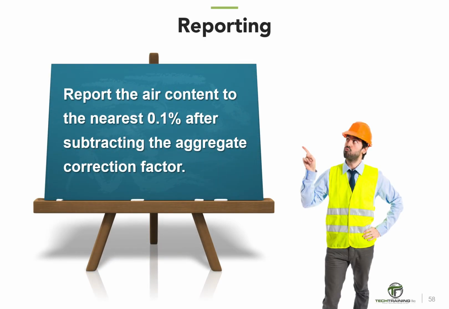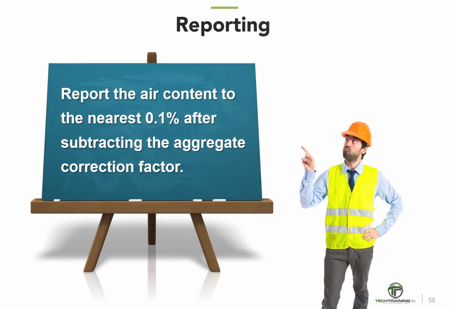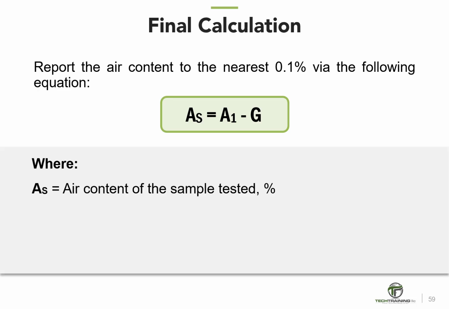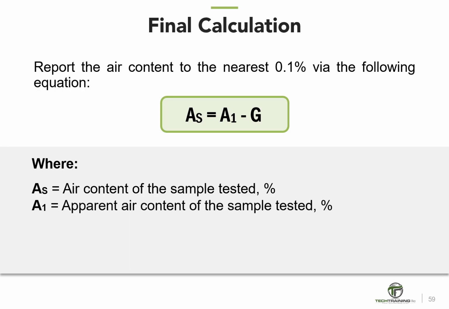We now want to report the air content to the nearest 0.1% after subtracting the aggregate correction factor. When calculating the final air content in percent of the sample tested, the equation is A_s equals A_1 minus G, where A_s is the air content of the sample tested in percent. A_1 is the apparent air content of the sample tested in percent, in other words, the air content read on the dial gauge. And G is the aggregate correction factor.